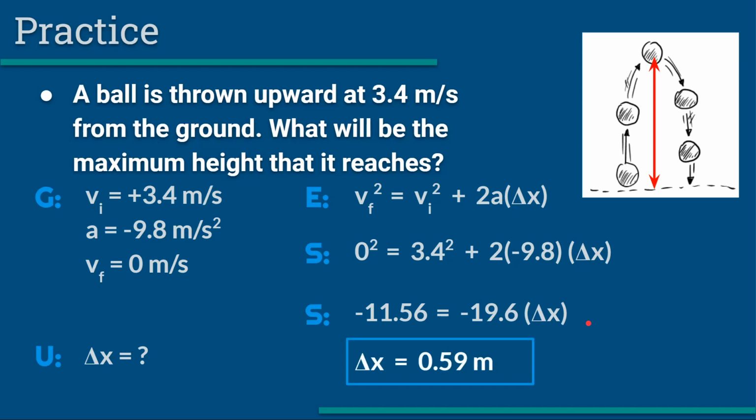11.56 divided by negative 19.6 is 0.59 meters, and therefore the displacement of this ball, or the maximum height, to this top point where the velocity is 0, this would be my displacement, and therefore this would be the maximum height that it reaches, 0.59 meters. Okay, so when you're doing one of these problems where something is thrown upward, you know something about this maximum position. You know that the vertical velocity at this point is 0, and you can use that to solve problems like this.